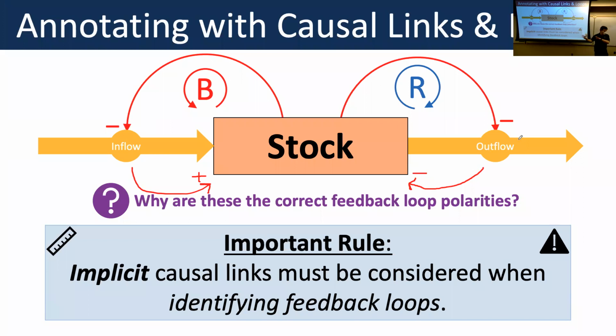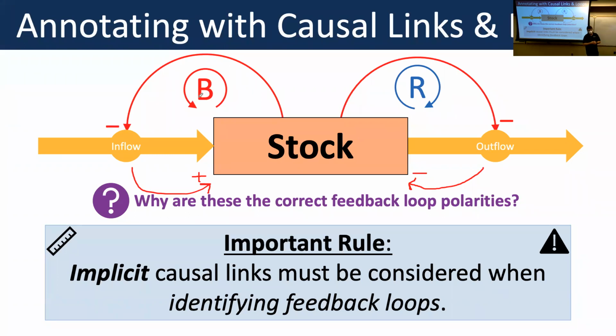Any questions on that, where we got those? Yeah. Well, so the balancing, the B here, is because of the two links together. This won't always be a balancing loop. So yeah, great question.